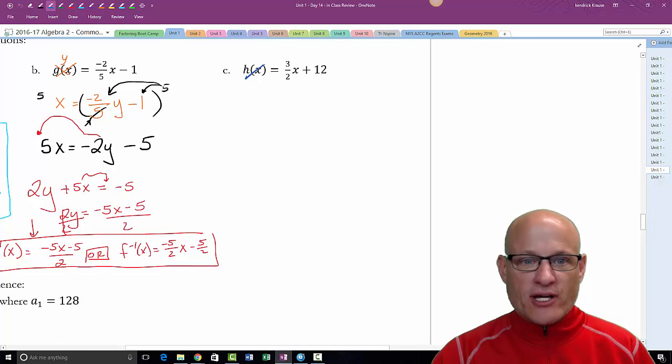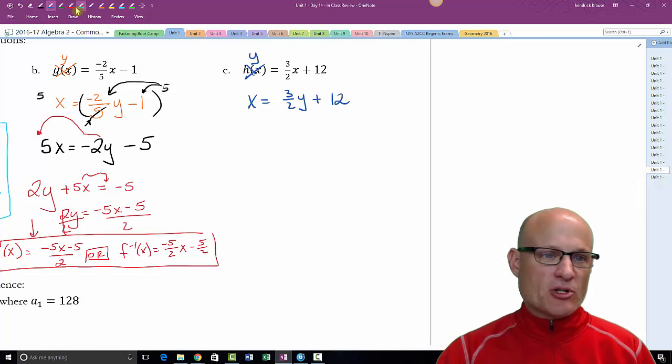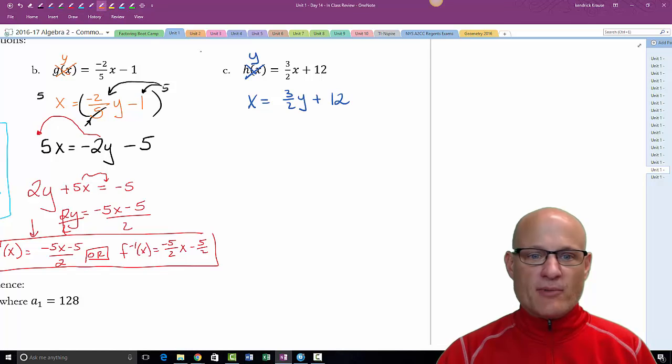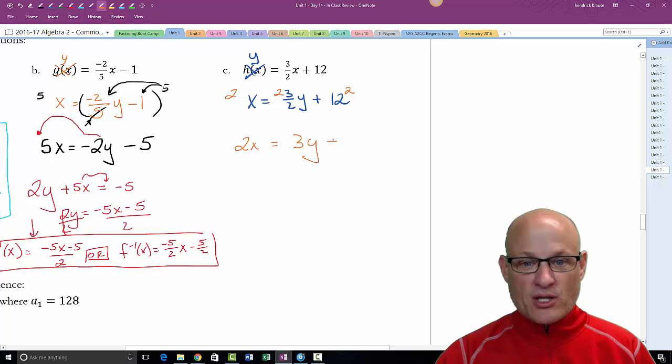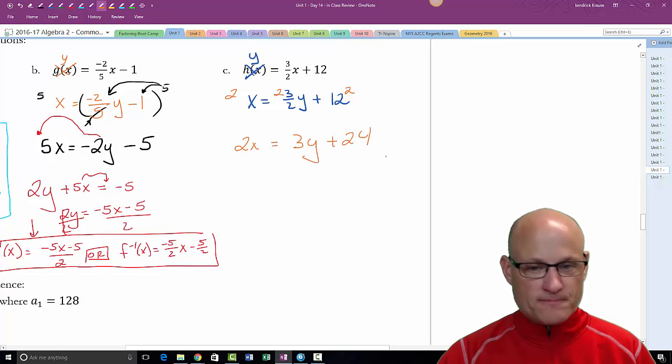All right, let's first change this to a y, and then we'll go. Okay, x equals 3/2 y plus 12. Let's multiply through by that 2 so we get rid of it. So 2, 2, and 2. We're going to multiply everything through by 2. So I get 2x equals 3y plus 24.